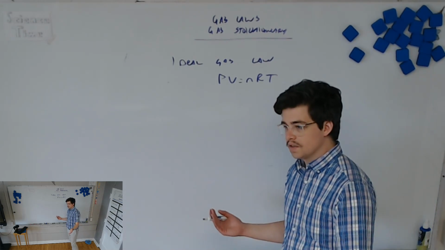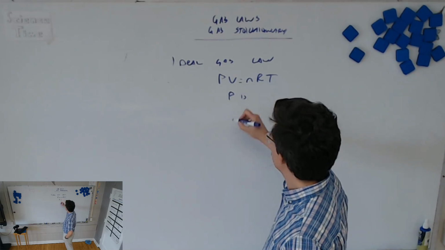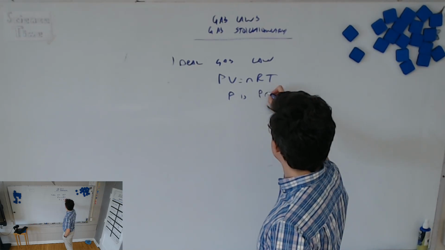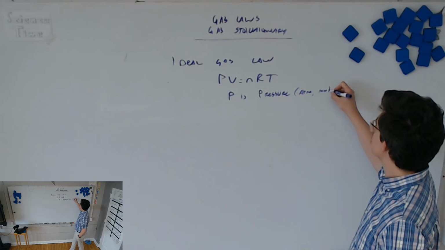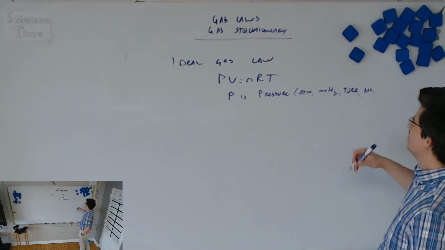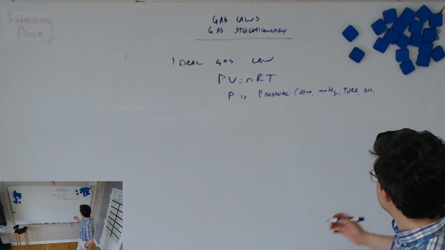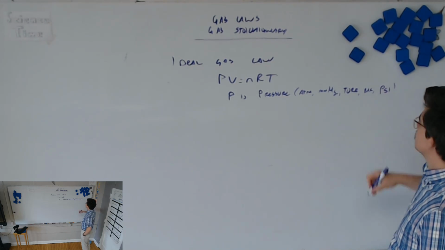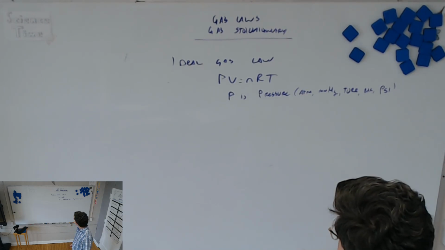Like we always do with our equations, we're going to talk about what each of these things stands for. P is pressure, measured in atmospheres, millimeters of mercury, torr, or bar, but you always put it in atmospheres. Atmospheres is usually the easiest to comprehend. PSI could be used too. There are lots of standard units of pressure, but any of them is fine, as long as we know the conversion factor.